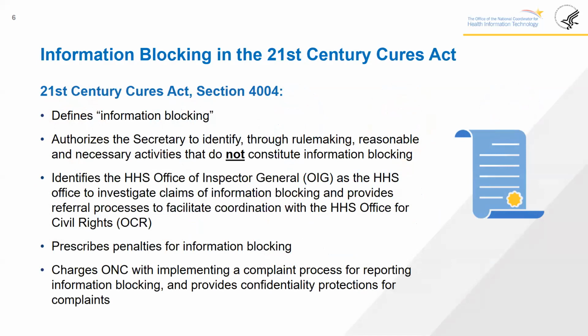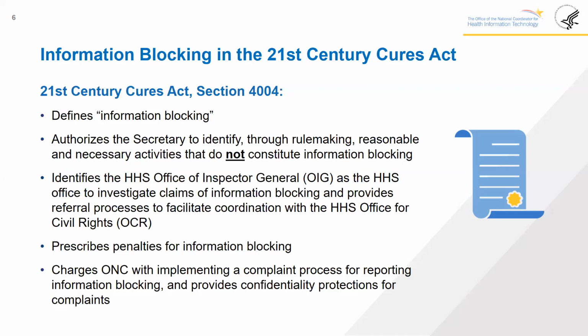So before we get into the provisions of the rule itself, let's look at Section 4004, as we affectionately term it, which is the section in the Cures Act which covers information blocking. That section gives a definition for information blocking. It also authorizes the Secretary to identify what are termed reasonable and necessary activities that do not constitute information blocking. In other words, information blocking might have occurred, but there's a reasonable and necessary reason why the blocking occurred. So perhaps that's for a privacy reason, or it's a security reason, or several of the other reasons we identify in the rule.